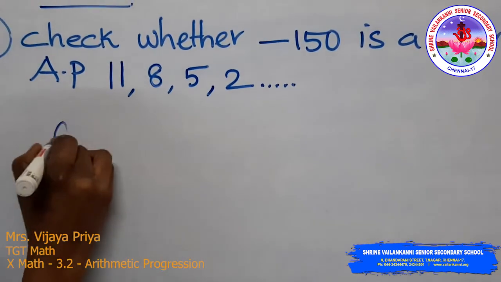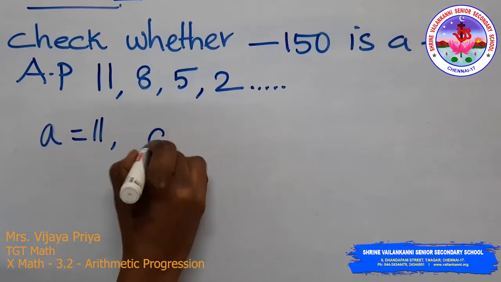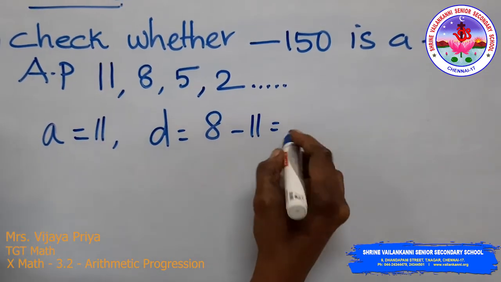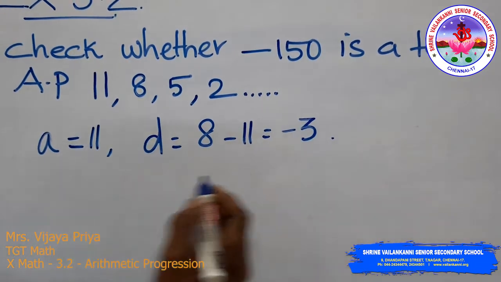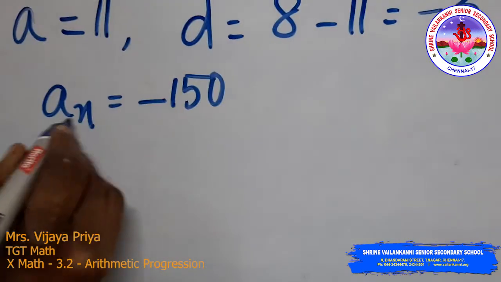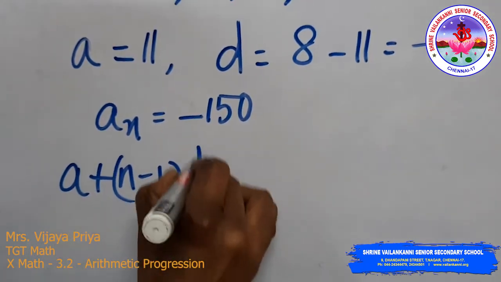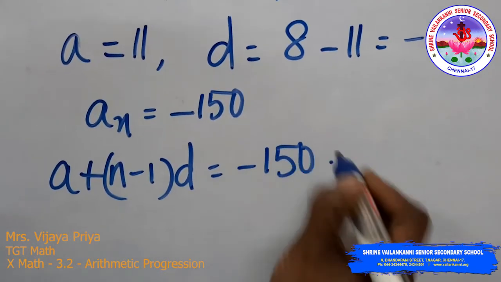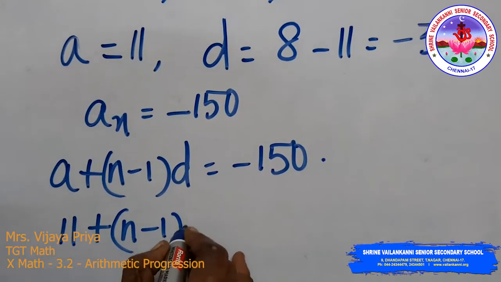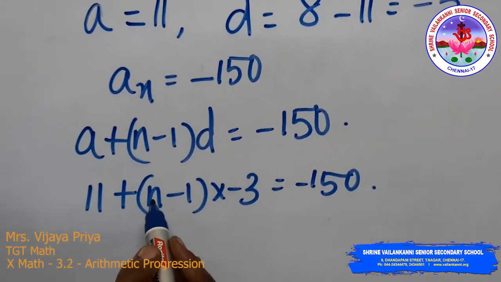Where a is equal to 11 from this sequence and the common difference d is equal to 8 minus 11, which is equal to minus 3, and he has given an is equal to minus 150. In the nth term expansion, a plus n minus 1 into d is equal to minus 150, where a is 11 plus n minus 1, the d value is minus 3, which is equal to minus 150. We need to find n here.